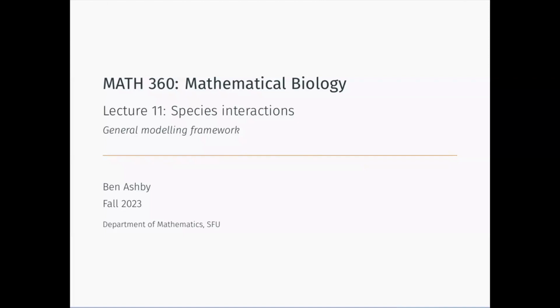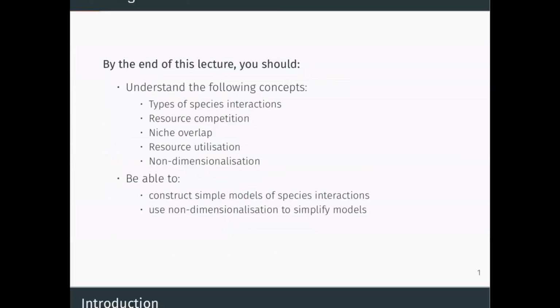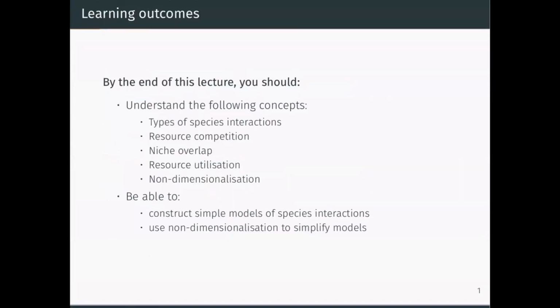Okay, so we're going to be talking today about a general modeling framework that we can use to understand species interactions. And by the end of today, you should understand different types of species interactions, which I'll talk about in a moment, ideas about resource competition and niche overlap, and how we can describe the utilization of different resources by a particular population. And also the idea of non-dimensionalization, which we introduced a little bit at the end of the last lecture.